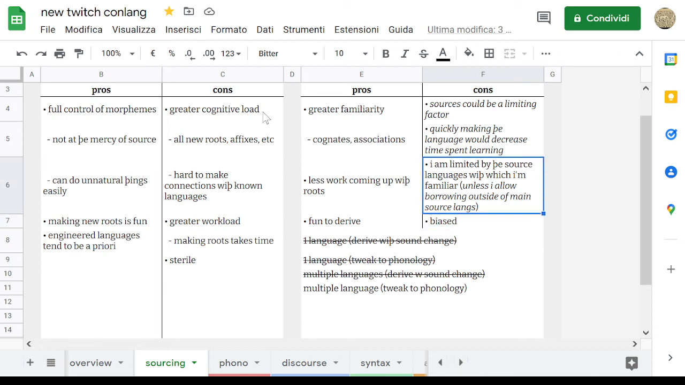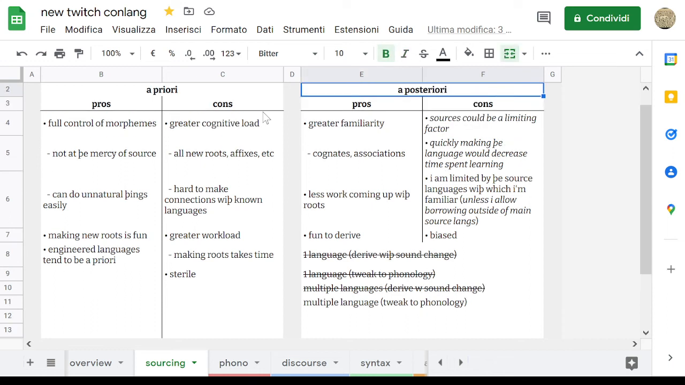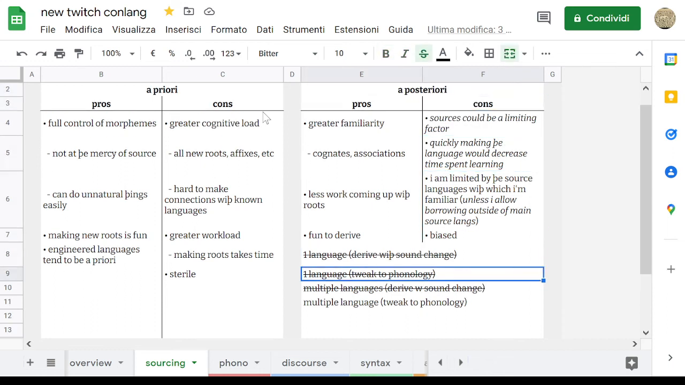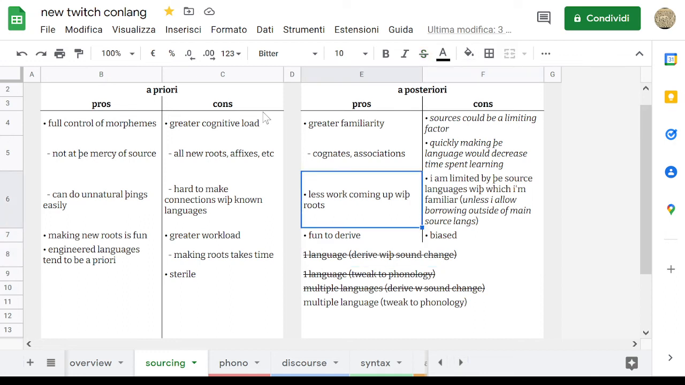So I think I would prefer to have it be a posteriori, not just because it expedites the process of making the language, and I'm not worried about the potential downside of that being me not learning it, because I want to learn it either way. I will push myself to learn it.